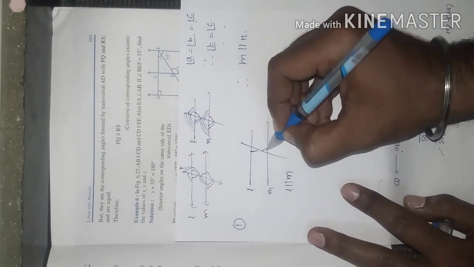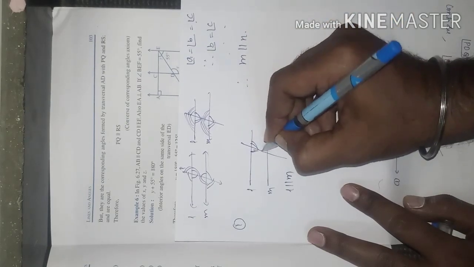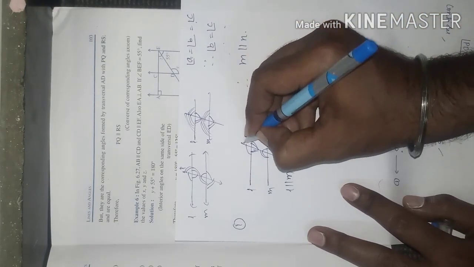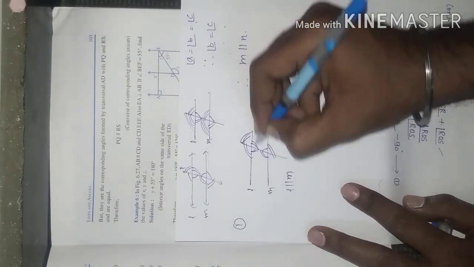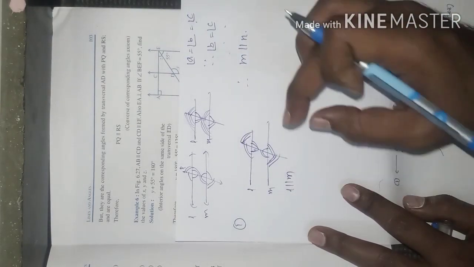You can consider this pair of alternate angles, or you can consider the exterior alternate angles also. The lines are parallel to each other when the alternate angles are equal.